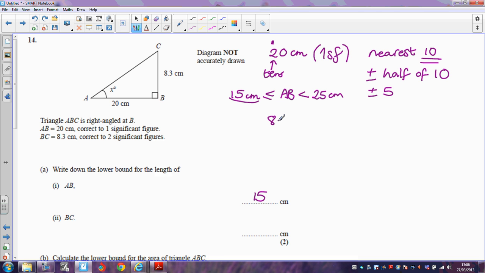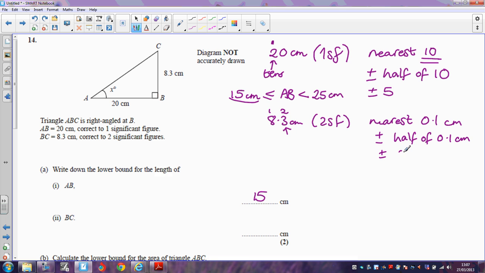Now for BC, we're told that BC is 8.3 centimetres, and this time that's to two significant figures. So if we count from the beginning of the number, the second significant figure is in this column, which is the tenths column. So this time, the length of BC is rounded to the nearest tenth, or to the nearest 0.1 centimetre. So to find the upper and lower bounds, we're going to add and subtract half of 0.1 centimetres, and half of 0.1 centimetres is 0.05 centimetres.